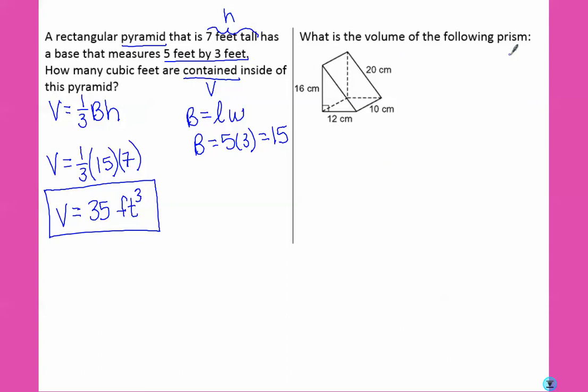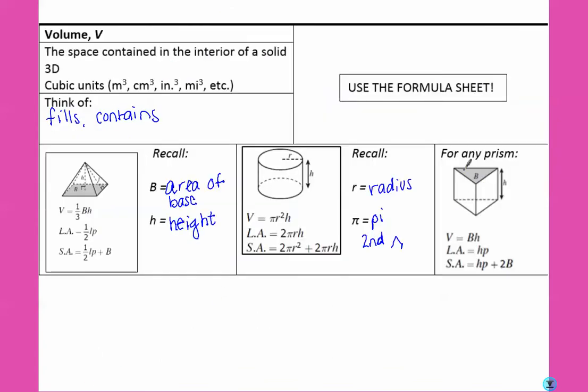Next, what is the volume of the following prism? Volume equals the area of the base times the height. Now, when you're looking at this, you might think that H is 16 because that's how tall the figure is. But the height of a prism is actually the distance between the two bases. So this is our height because that's how far it is between the bases. If we look back at this picture, here's a base, here's our other base.